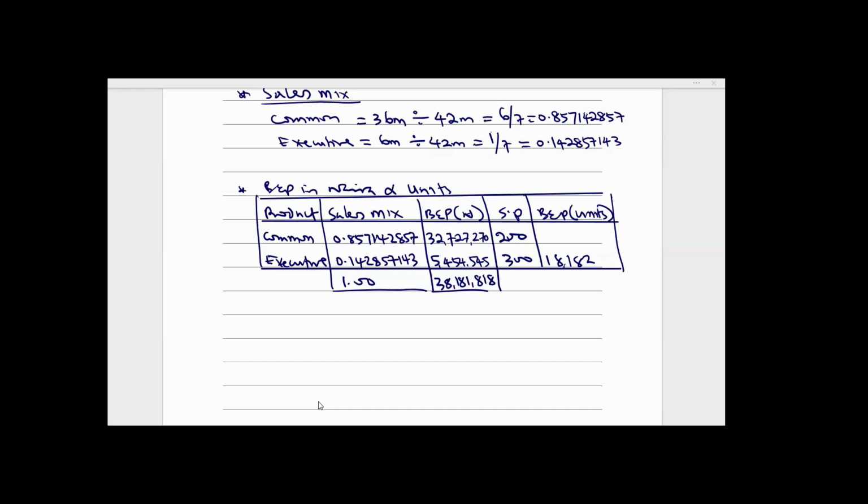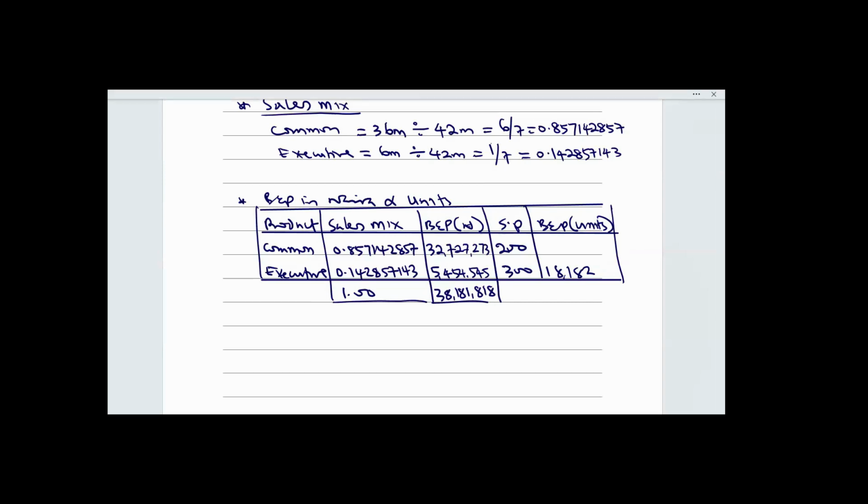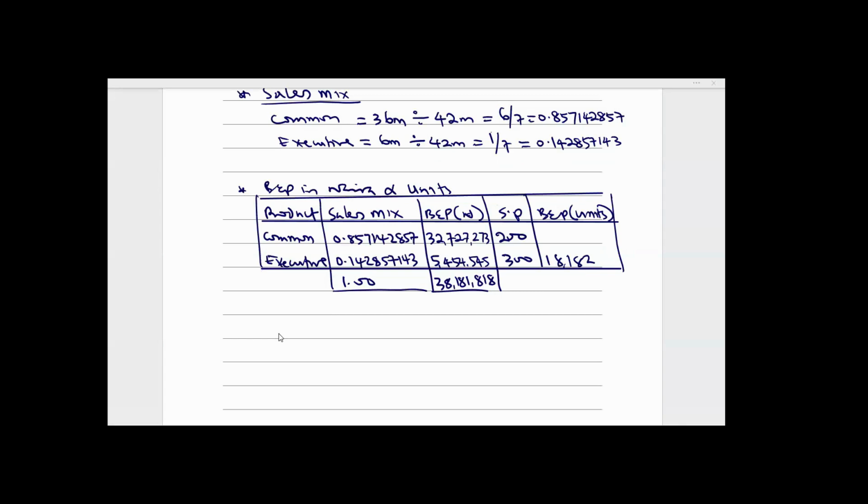Plus 1. We have 272.5, so 273. Yeah, that should be 273. So you divide that by 200 units. You get 163,636. 163,636 units. That's it. That's the end of the question.